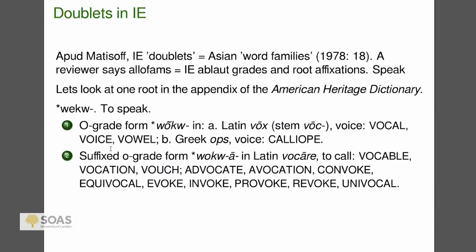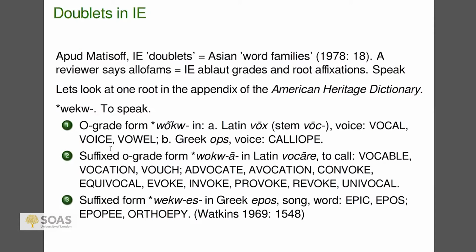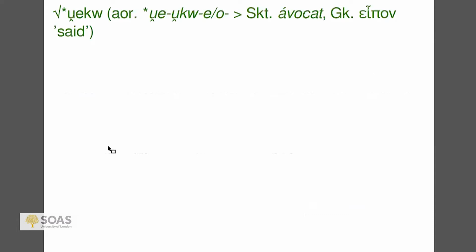And then we have a suffixed form in the e-grade that gives us these other words. So isn't this a word family? You see these different competing variant reconstructions. So let's look at this example in more detail.